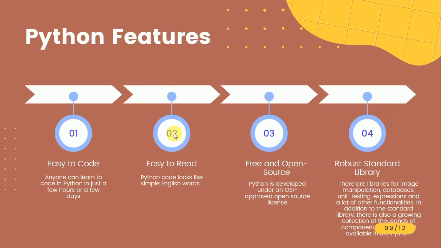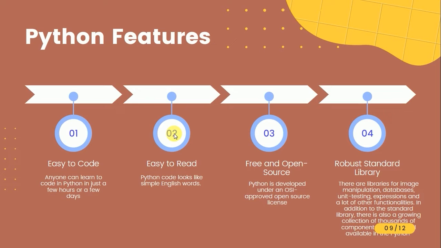Now there are some different features available in the Python programming language. The first feature of Python is that it is easy to code. Anyone can learn to code in Python in just a few hours or a few days. The second feature is that it is easy to read. Python code looks like simple English, as simple syntax is used, hence it is very easy to read that code.